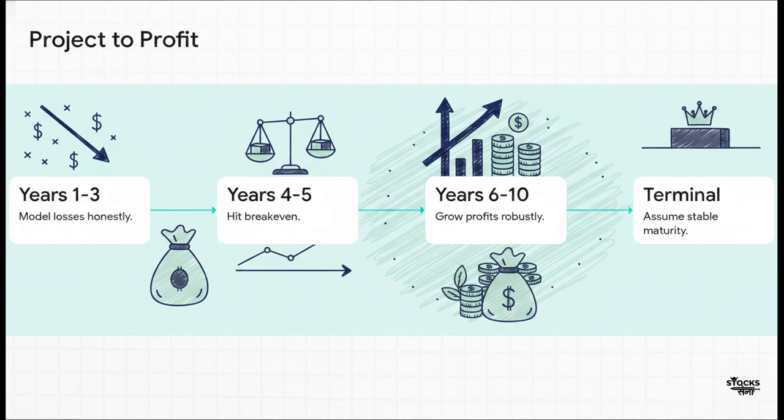So your first framework here is the project to profitability roadmap. Step 1, you have to honestly, brutally model the operating losses and cash burn rate for the first few years. Don't sugarcoat it, startups bleed cash. Step 2, model a transition to break even, usually hitting that around year 4 or 5 as customer acquisition costs start to stabilize. Step 3, project robust profit growth as revenues scale and unit economics actually kick in. And finally, step 4, transition them into a stable, mature company to calculate your terminal value.